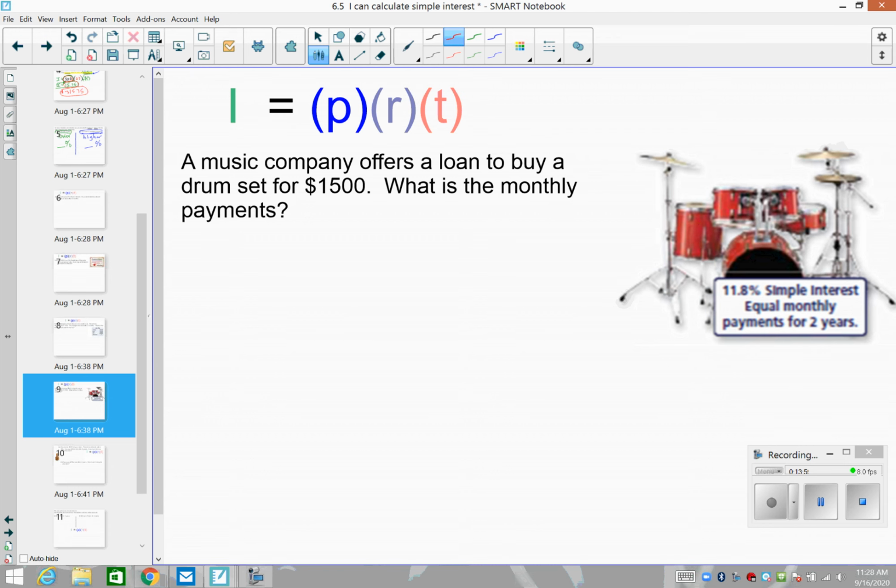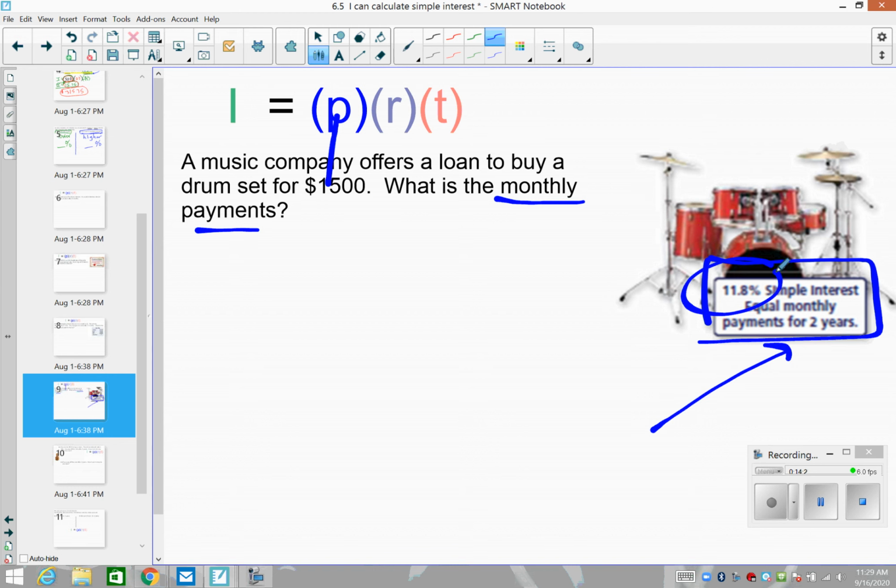All right. A music company offers a loan to buy a drum set for $1,500. So all of y'all should be thinking, oh, there's my principal. Got it. It's asking for the monthly payment. Now, this is a different level. There's one more layer to this now. So let's see what we know. Over here, we're finding out that the payment's going to happen for 2 years, and we have 11.8% simple interest.